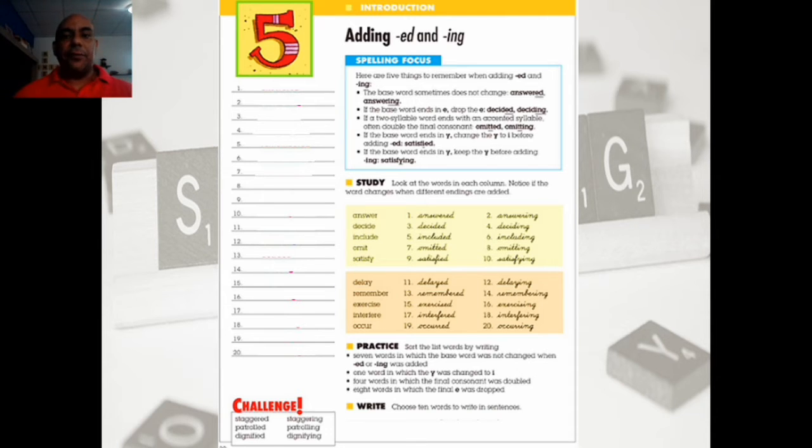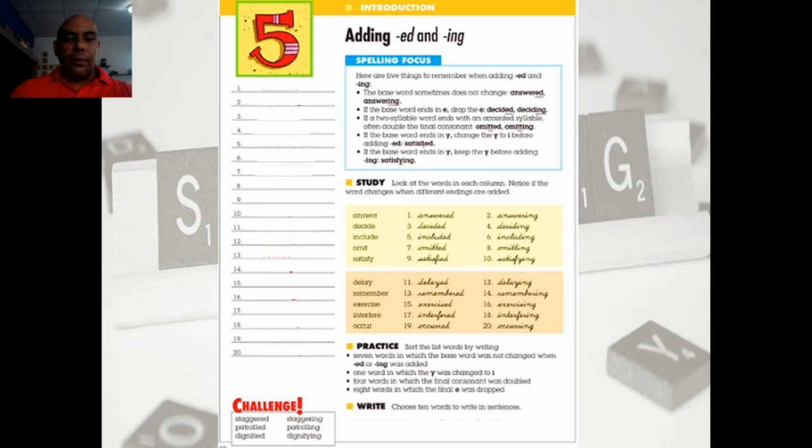So let's begin. In the first part, as we always do, we're going to practice the pronunciation, so repeat after me, please. Number one is answered. Number two, answering. Number three, decided. Number four, deciding. Number five, included. Number six, including.